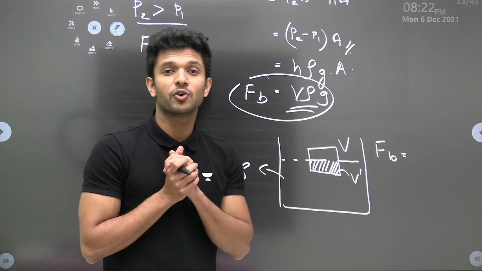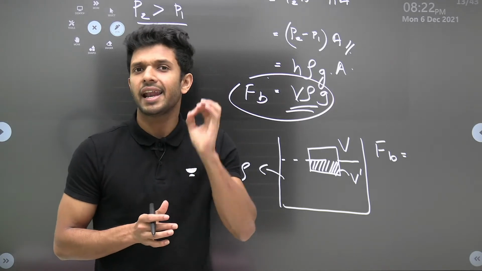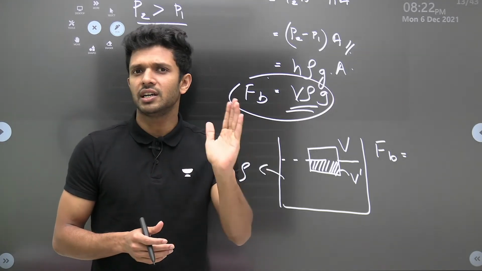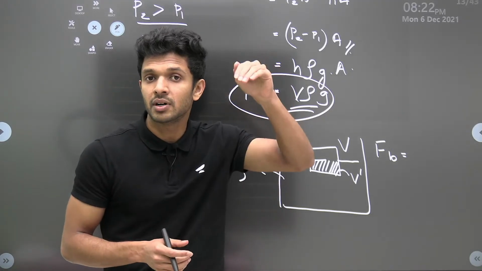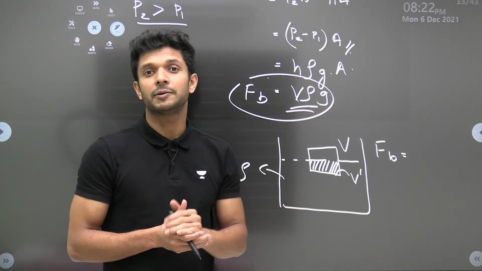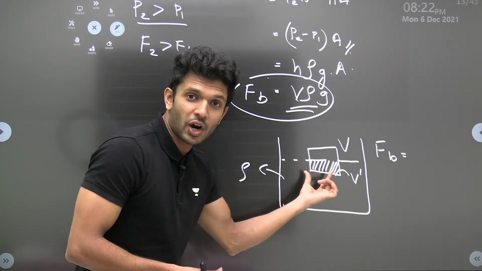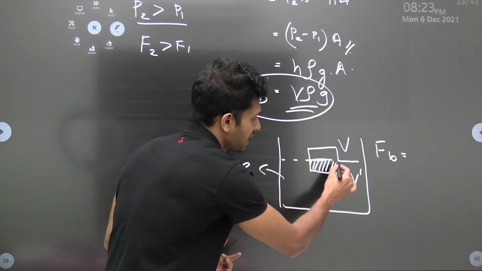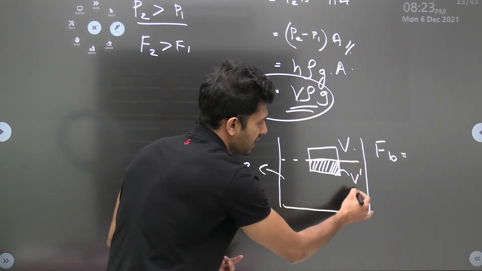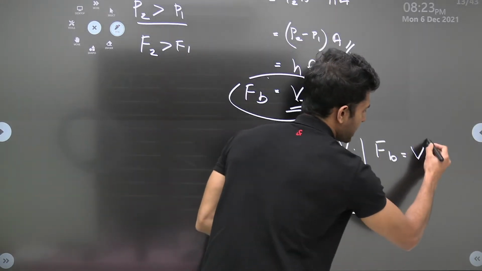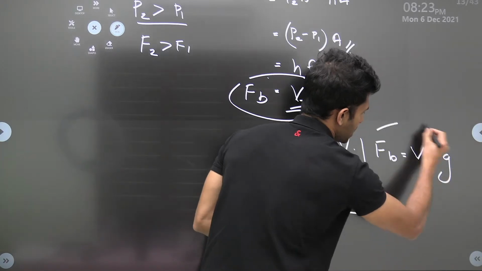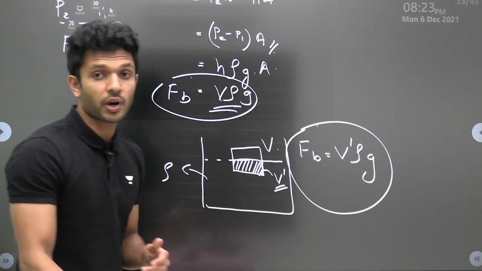Because in the formula for buoyant force, again and again, I'm stressing on the point. If you are writing V rho g, V is the volume of the body which is immersed inside the fluid. So here, the volume of the body which is immersed inside the fluid is not V, it's V dash. So we'll use V dash rho g in the calculation of buoyant force.